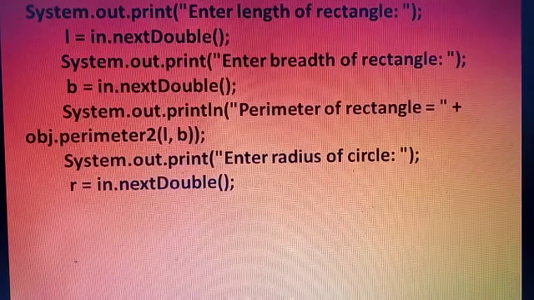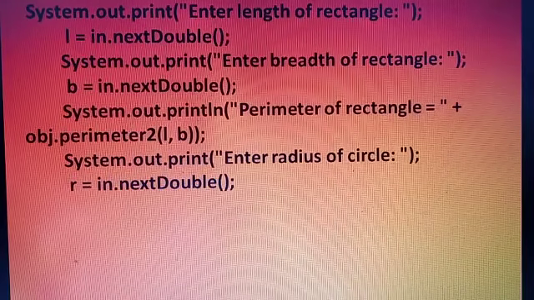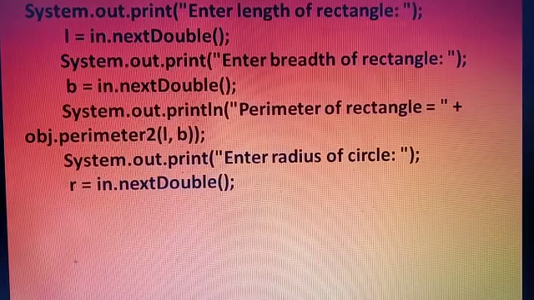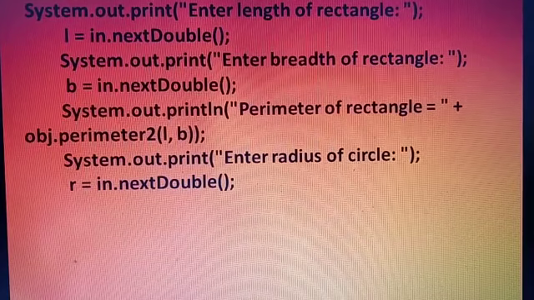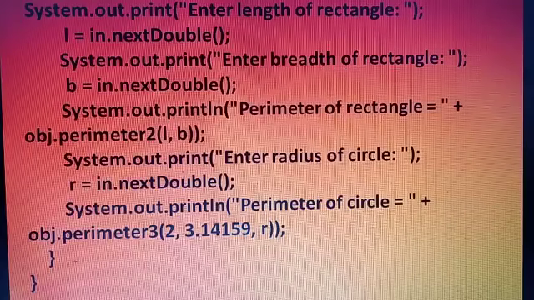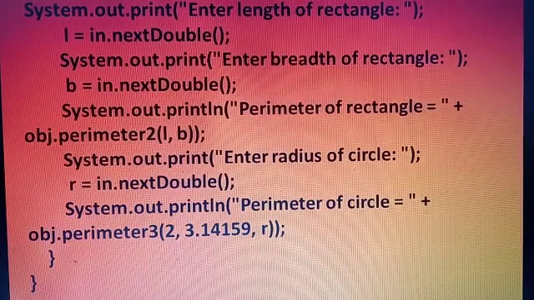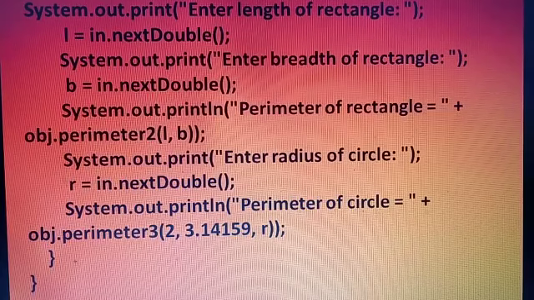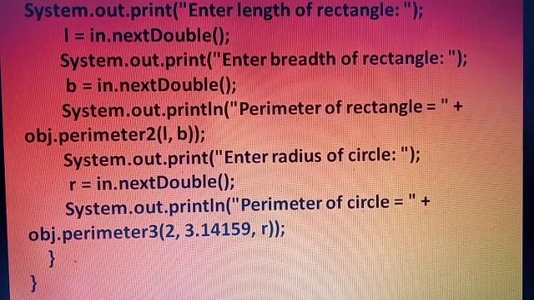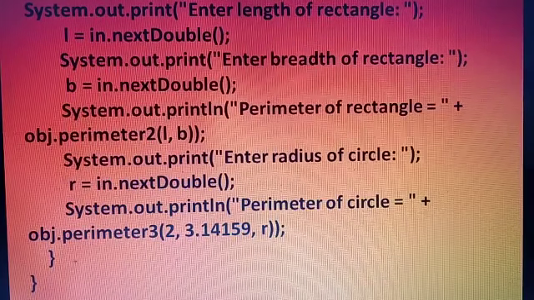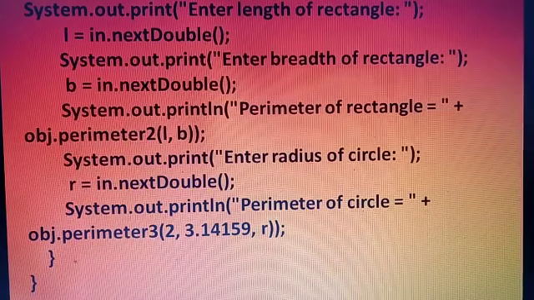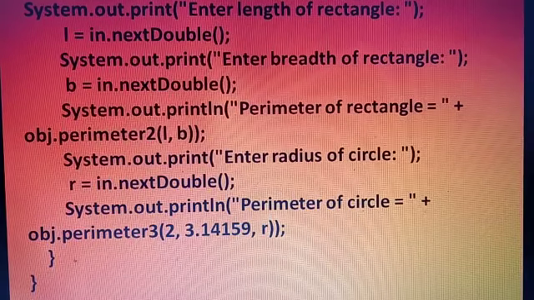And again next one, System.out.print enter radius of a circle. So you have to read R equal to in.nextDouble. Then you have to print System.out.println perimeter of a circle, in double quotes, plus obj.perimeter3. Then you have to use 2 comma pi, that means 3.1415, give the value of pi comma R and close the bracket. So this was one method of doing the function overloading.